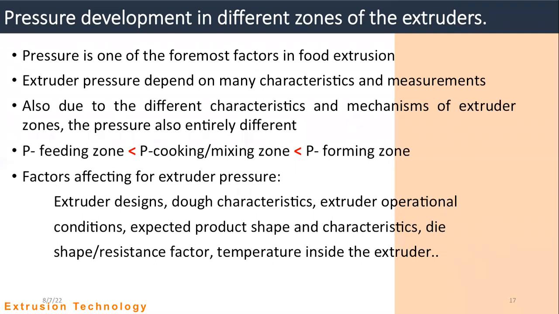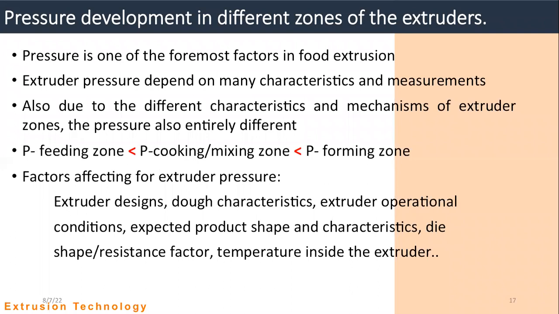what are the factors affecting pressure development. When we put raw materials into the feeding tank, there is a pressure there. Then as it goes along the extruder, it is cooked, and as a result of cooking with the temperature, the pressure will be increased.